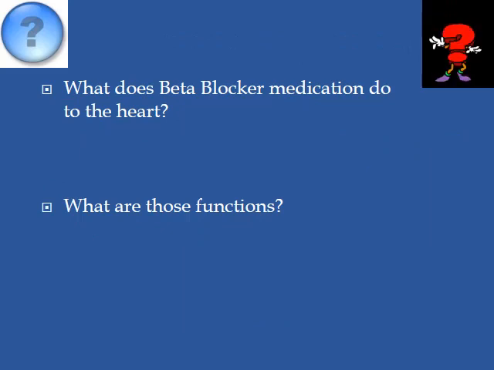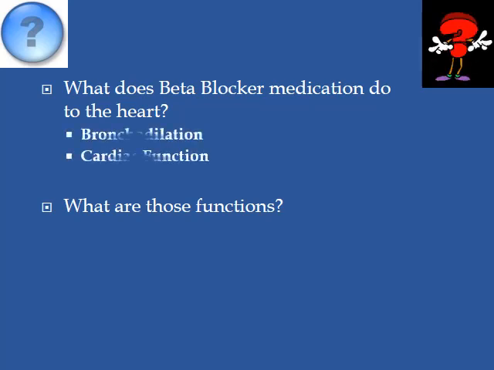All right, so here's a little check on learning for you. What does a beta blocker medication do? Well, it blocks those beta properties. Blocking that bronchodilation and blocking that cardiac function. Ooh, was that a good thing or a bad thing? So what are those cardiac functions?